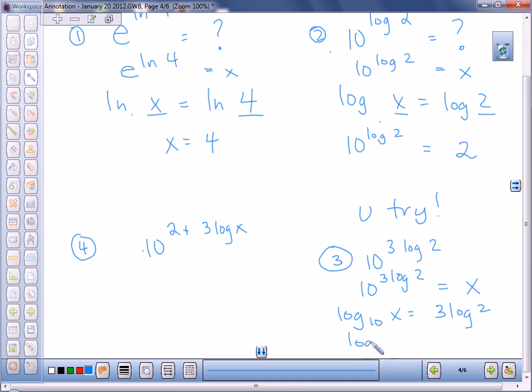Okay, what can we do with this 3? It can become an exponent, so it becomes log of 2 to the 3rd. So what does x equal, guys? 8. Excellent.